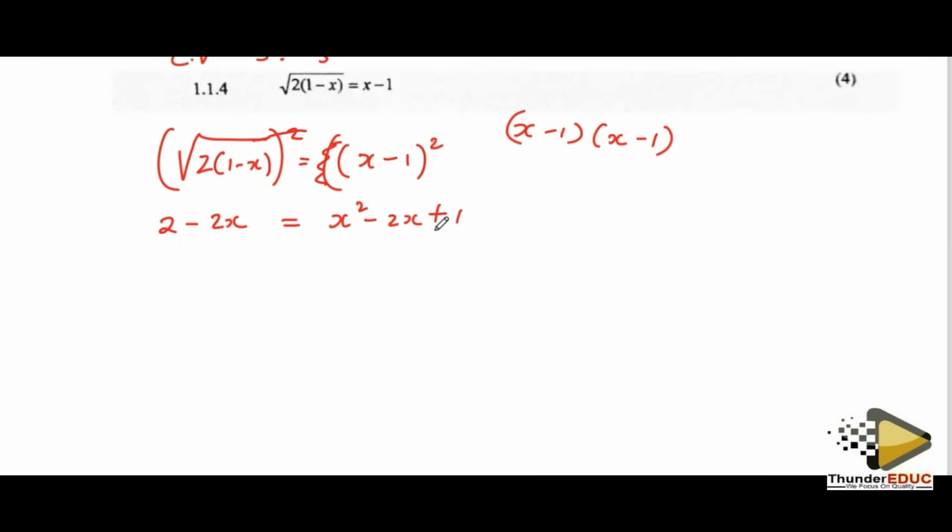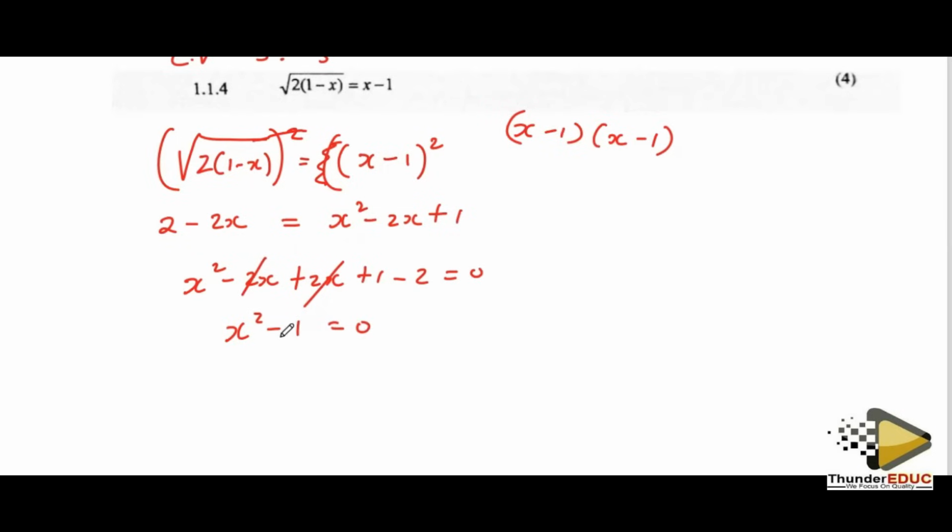Then I'll create a standard solution. I can move everything to that side, there's no harm in that. So that's going to be x squared minus 2x, plus 2x, we have a plus 1, and when the 2 goes that side, minus 2 is equal to 0. Then this is going to cancel that, and plus 1 minus 2 is going to give me minus 1 is equal to 0.